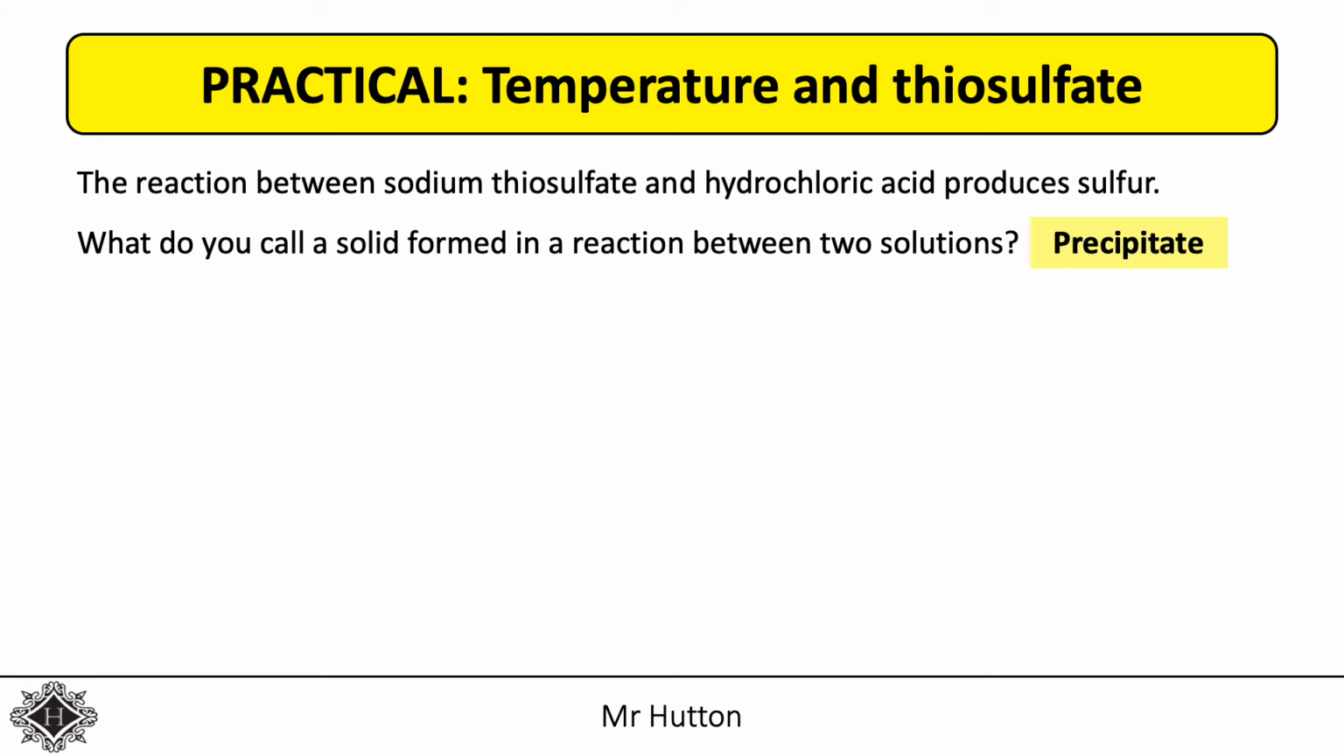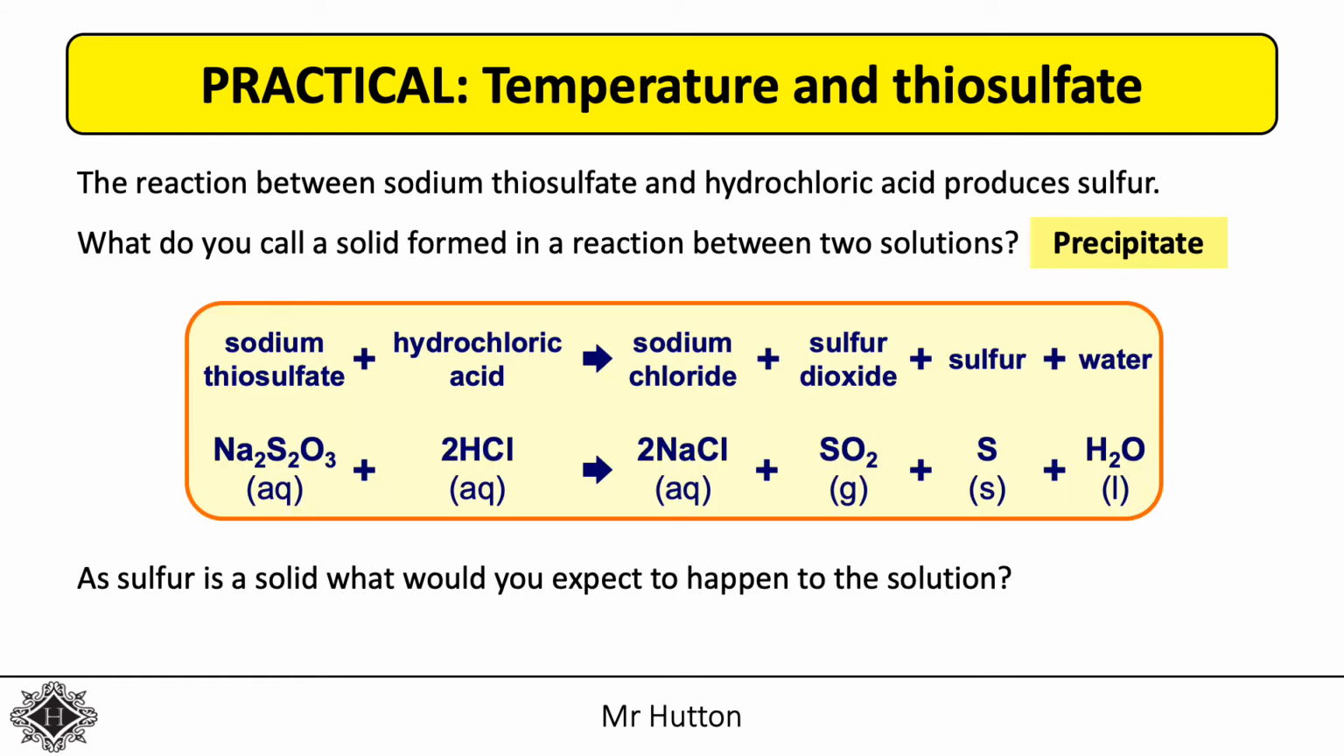Precipitate, good. So when we have a reaction between two solutions and it forms an insoluble solid, that is called a precipitate. And the reaction between sodium thiosulfate and hydrochloric acid produces sulfur, and the sulfur is an insoluble solid at this point, so it is a precipitate. So here's an example of a word equation and a symbol equation for that reaction.